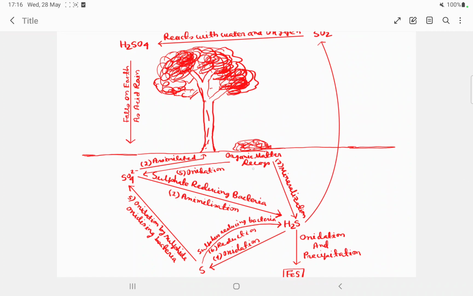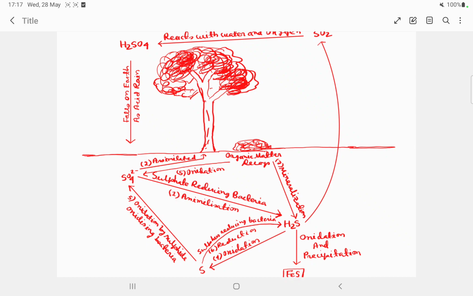Some of the organic decay matter also forms sulfate ions by oxidation. So this is a cyclic process, and some of the hydrogen sulfide also gives rise to sulfur dioxide.